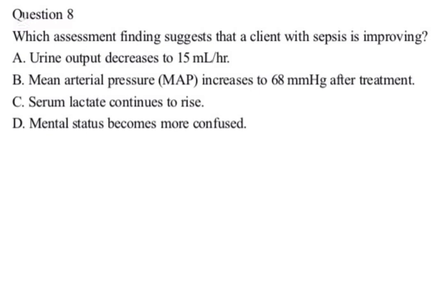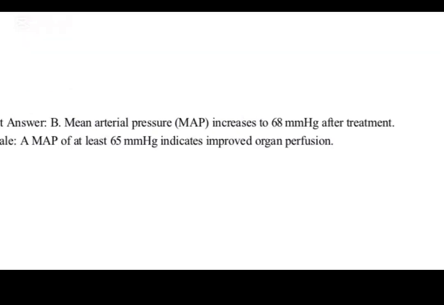Question 8. Which assessment finding suggests that a client with sepsis is improving? A. Urine output decreases to 15 milliliters per hour. B. Mean arterial pressure, MAP, increases to 68 millimeters of mercury after treatment. C. Serum lactate continues to rise. D. Mental status becomes more confused. Correct answer, B. Mean arterial pressure, MAP, increases to 68 millimeters of mercury after treatment. Rationale: a MAP of at least 65 millimeters of mercury indicates improved organ perfusion.